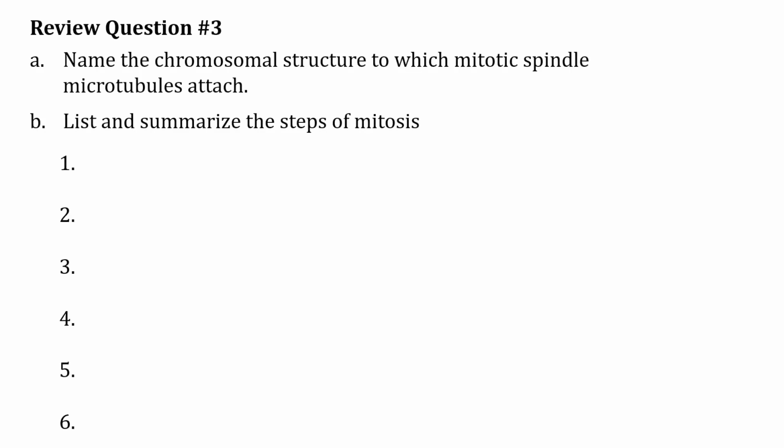Alright, here's review question number 3. Name the chromosomal structure to which mitotic spindle microtubules attach, and then list and summarize the steps of mitosis. Go ahead and pause the video, and I'll work through these and go through it in just a minute. Okay, the chromosomal structure is the kinetochore. The processes of mitosis look something like this.